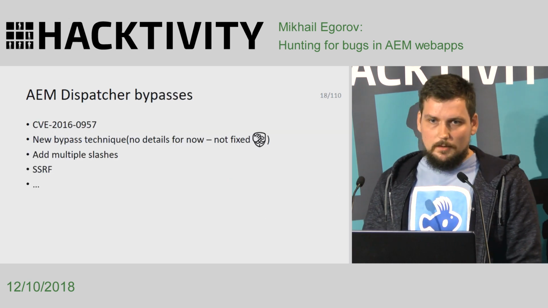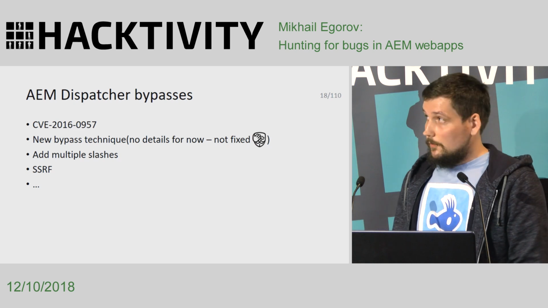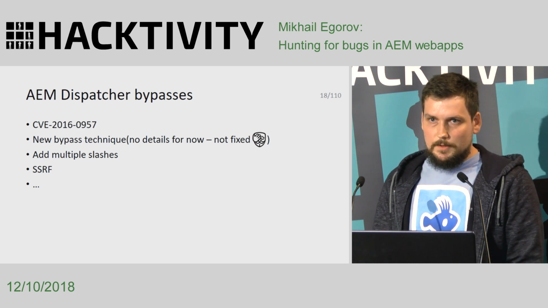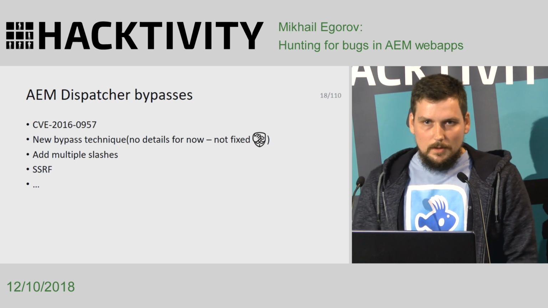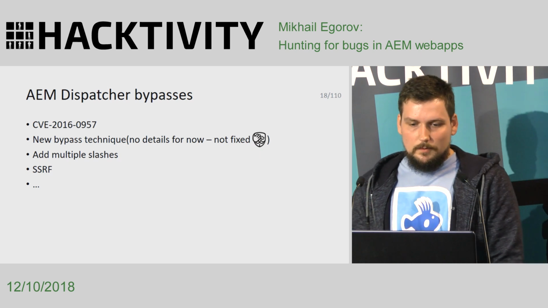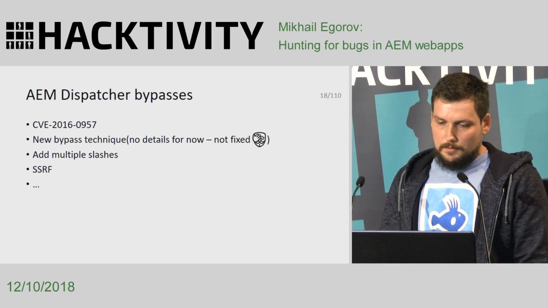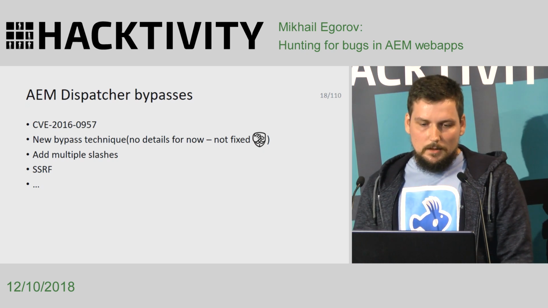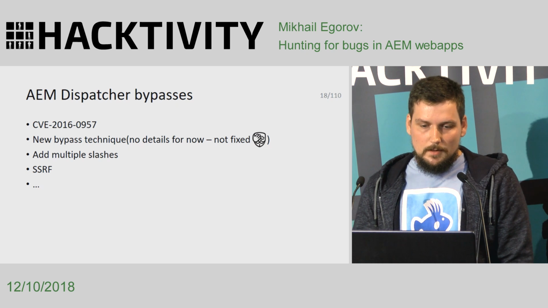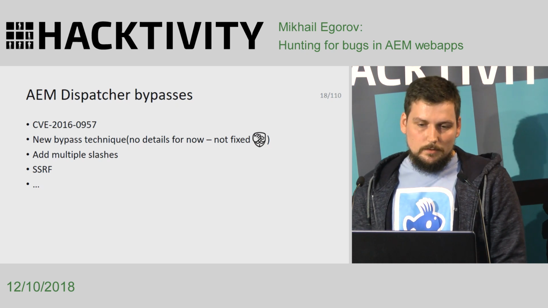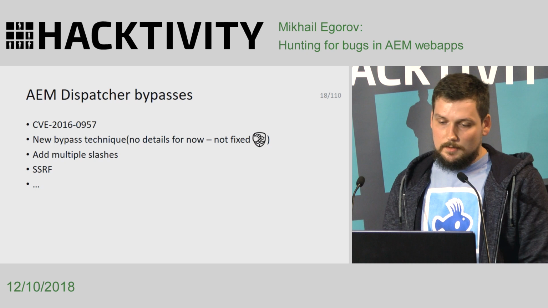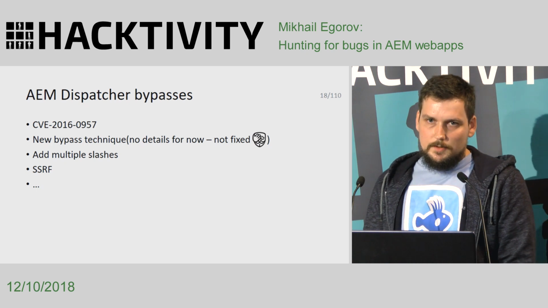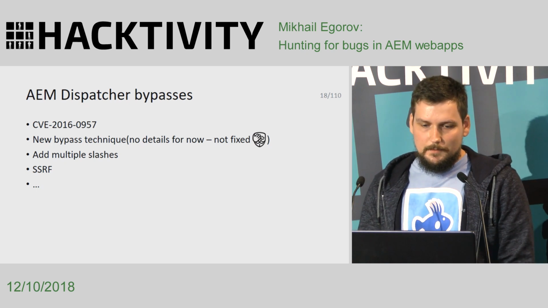In my arsenal, I have four methods to bypass AEM Dispatcher. The first one is a CVE from 2016. It was disclosed to the public in the blog post made by Peter Adkins. It still works quite well because, as I've said, admins are too lazy to install security updates.